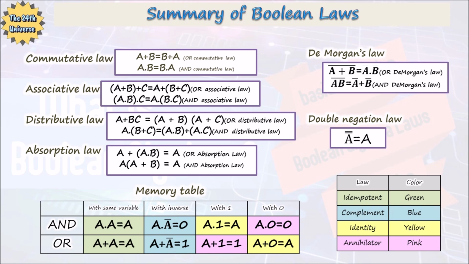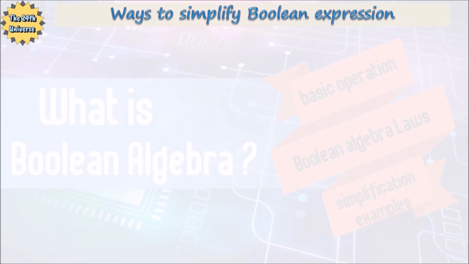Green indicates the idempotent law, blue indicates the complement law, yellow indicates identity law, and pink indicates the annihilator law. One thing to note here, these colors have no connection with these laws. This is just to remember them easily. There are many ways to simplify Boolean expression in the digital system.